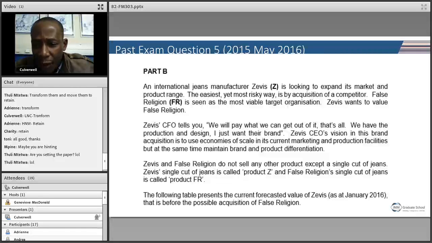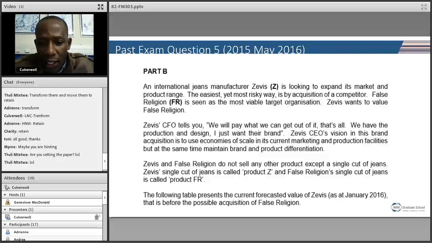I'll read that statement one more time. The CFO's vision in this acquisition is to use economies of scale in its current marketing and production facilities, but at the same time maintain brand and product differentiation. So they're not going to change the FR to become Z. The Z stands on its own, and FR too, with Zevis being the owner in case they end up going ahead and buying this brand.